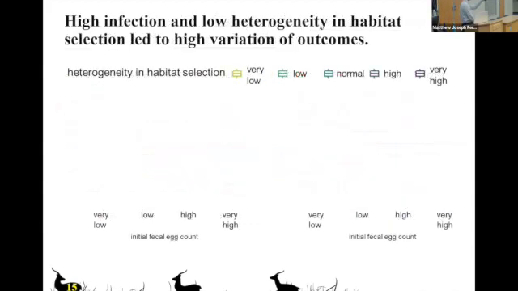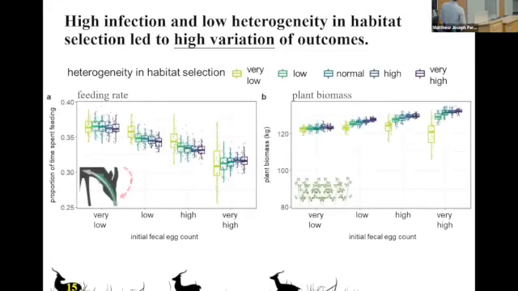So the second step for the simulation, we used 100% of individuals showing feeding changes. But now we tested different contexts. So now there were different degrees of habitat selection heterogeneity and infection intensities, ranging from low to high. And these are the results for feeding rate and plants. We can see, obviously, when there was high infection intensity and low heterogeneity, there were much wider ranges.